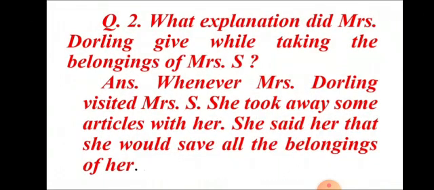She told her that she could do nothing for her. Second: What explanation did Mrs. Darling give while taking the belongings of Mrs. S? Answer: Whenever Mrs. Darling visited Mrs. S, she took away some articles with her. She told her that she would save all her belongings.